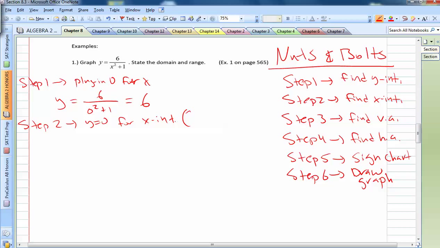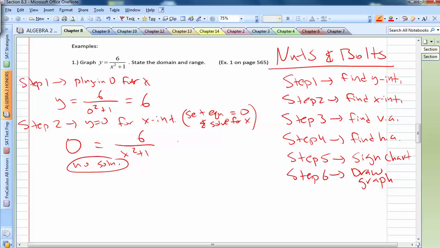Step 2, remember when you want an x-intercept, y equals 0 for x-intercepts. So essentially what you're going to do is set the equation equal to 0 and solve for x. So 0 equals 6 over x squared plus 1. Well, in this case, there'll be no solution. Why? Because your numerator cannot equal 0. The numerator is a constant, so it's impossible to make that fraction equal to 0. So there are no x-intercepts.